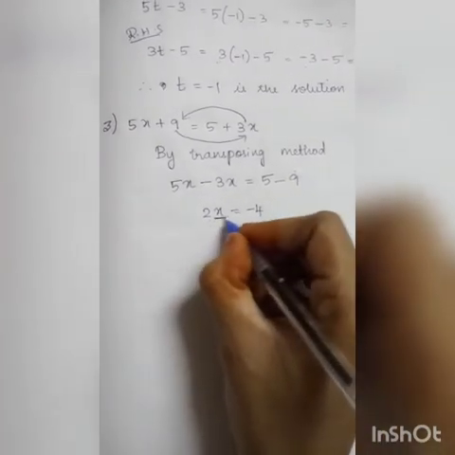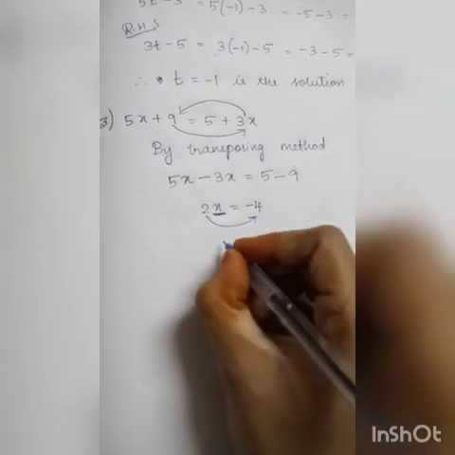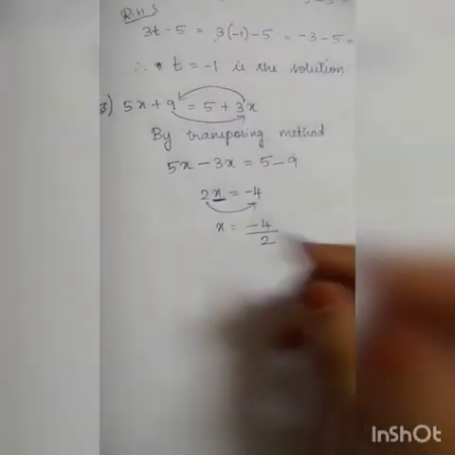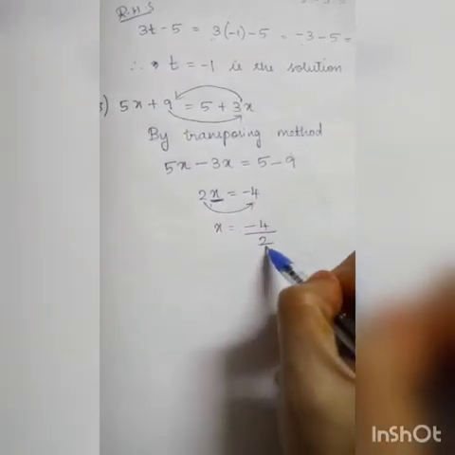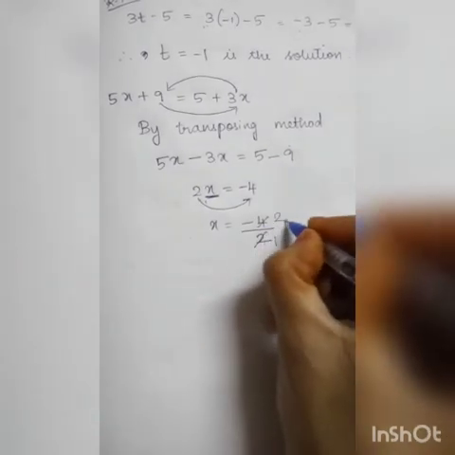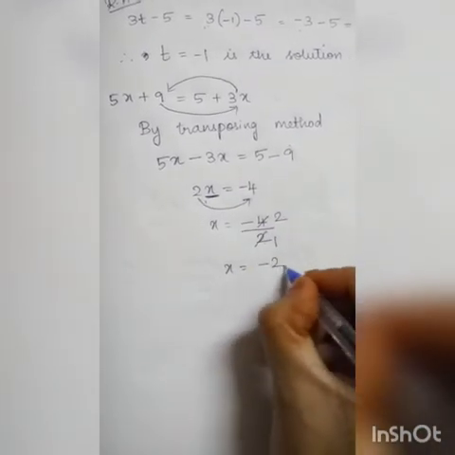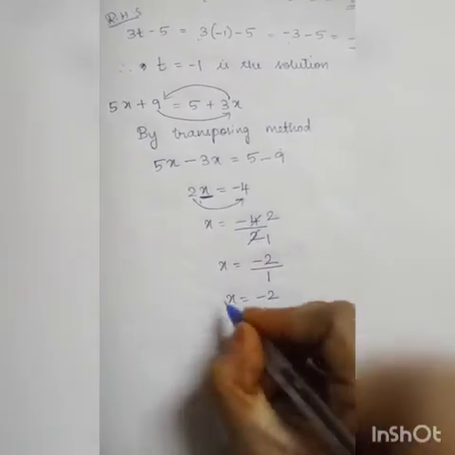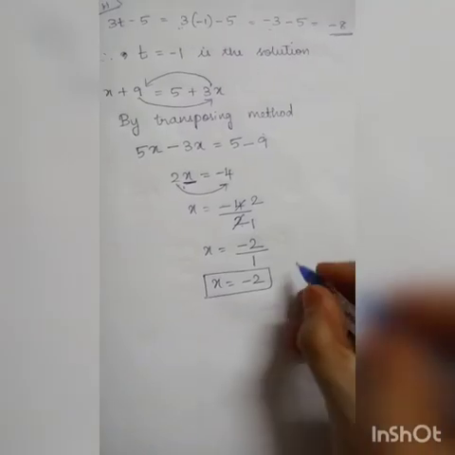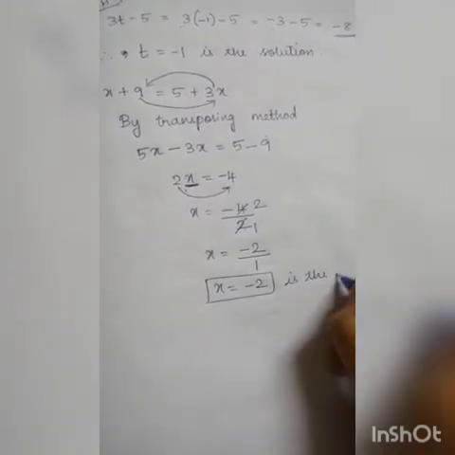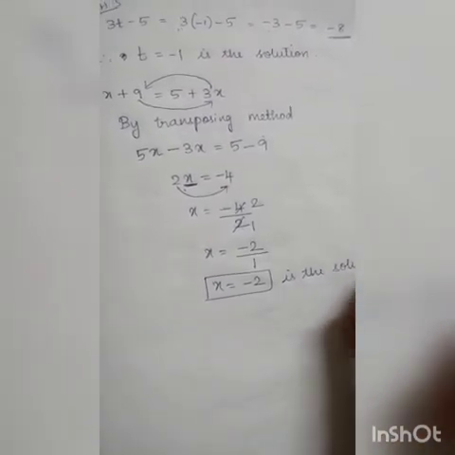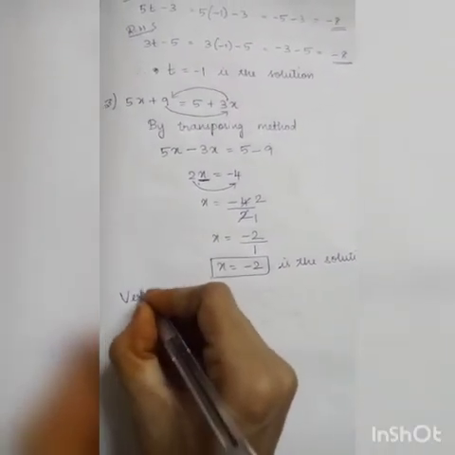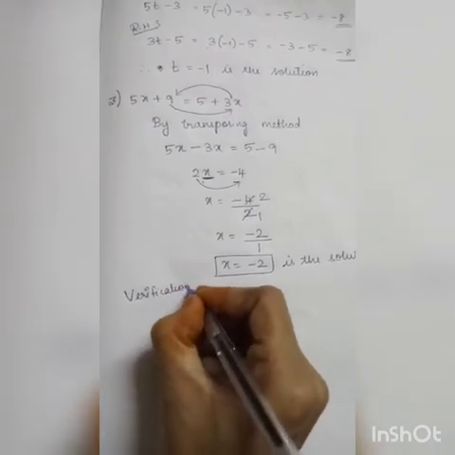Now I want only the value of x, so I am going to shift the 2 to that side. x is equal to minus 4 divided by 2, because multiplied by 2, if it goes that side, becomes division. 2 ones are 2, 2 twos are 4. x is equal to minus 2 by 1, so x is equal to minus 2. Minus 2 is the solution. What is the x value? x is equal to minus 2 is the solution. Now I'm going to do the verification.